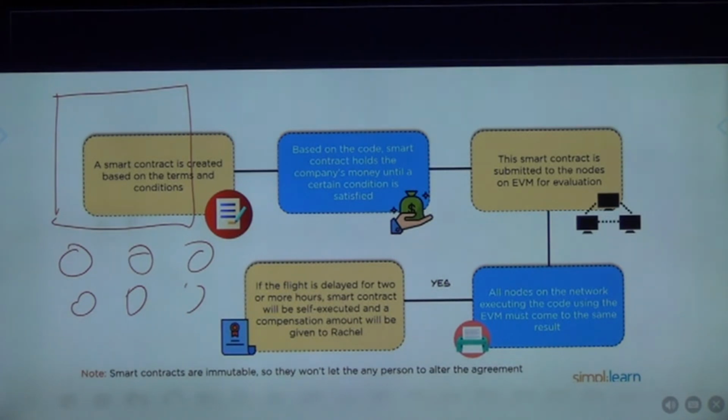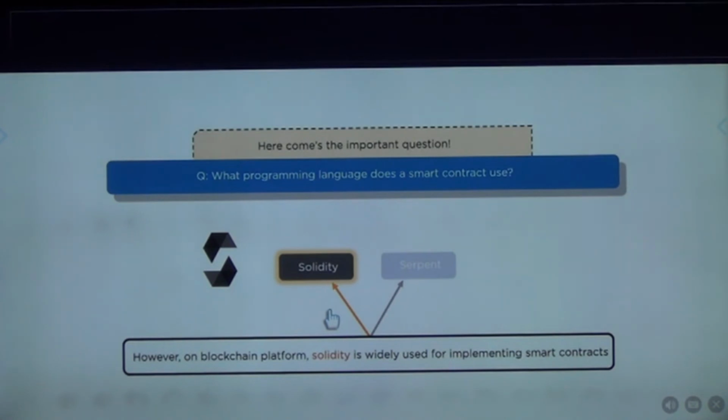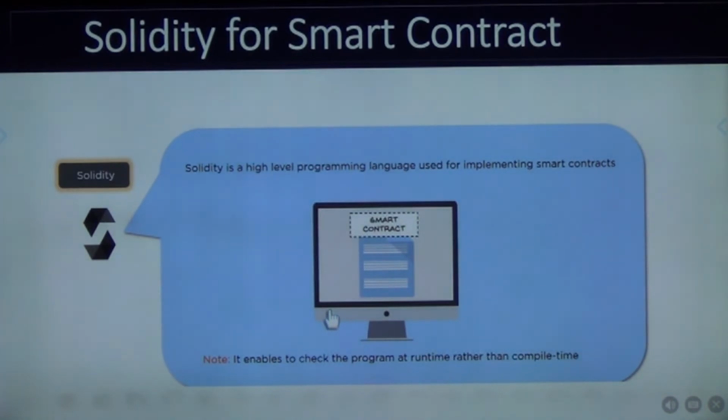So we have seen that. So all nodes on the network executing the code using the EVM must come to the same result. Virtual machine, if the flight is delayed for 2 or more hours, smart contract will be self-executing and a compensation amount will be given. And they have a special language which is called Solidity. Okay? So you got to learn Solidity if you want to code a smart contract.